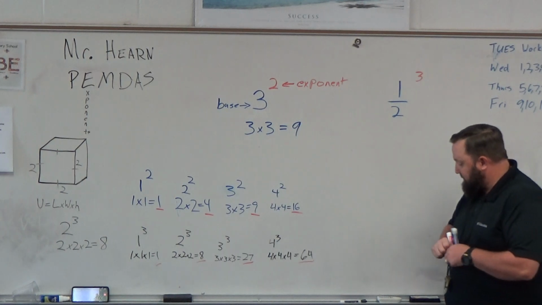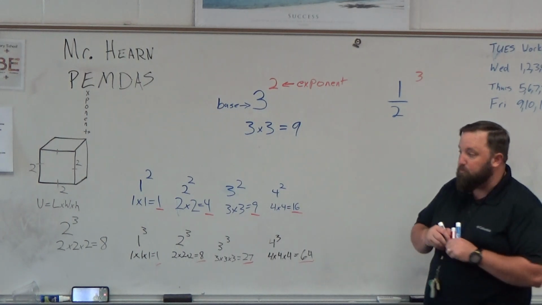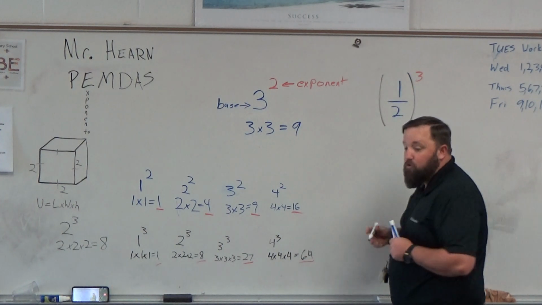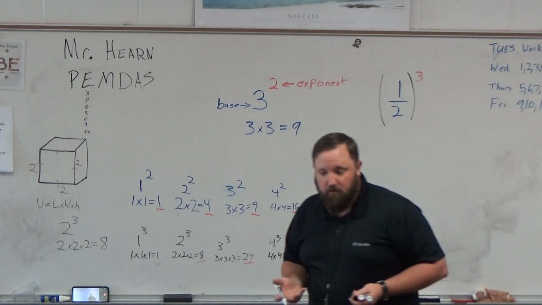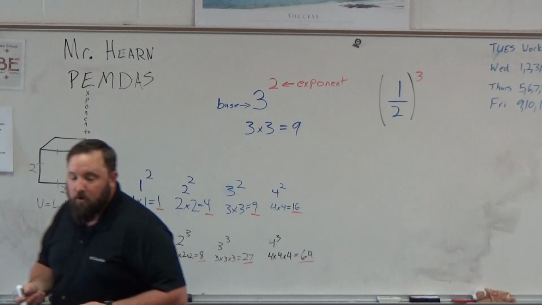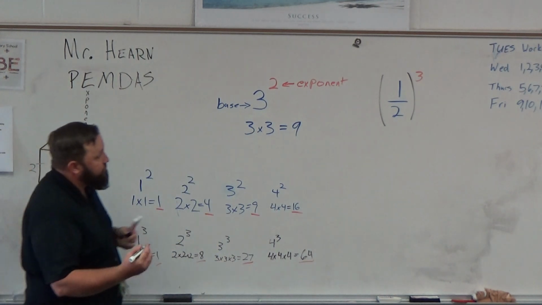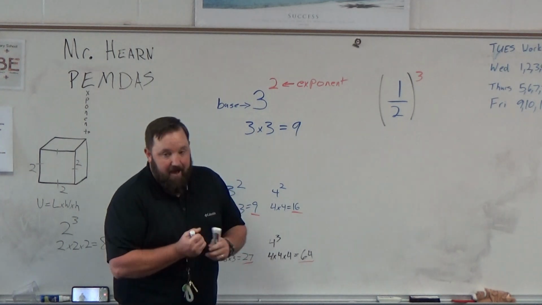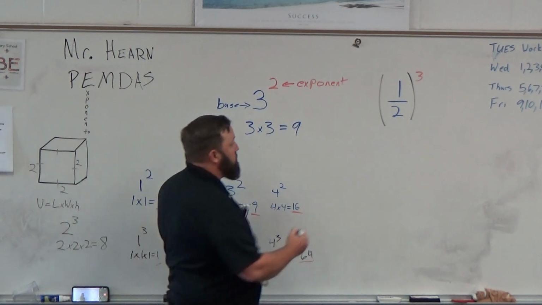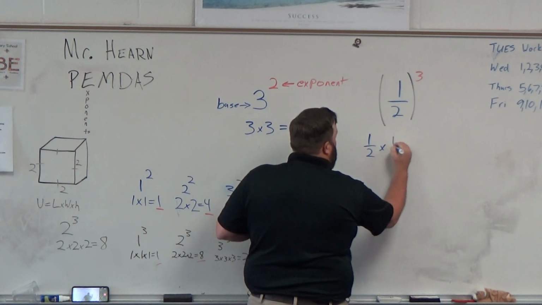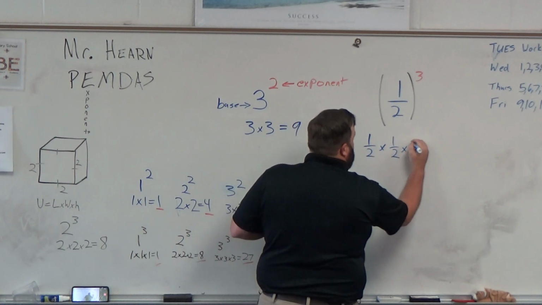If I'm going to write this out properly as 1/2 cubed, I have to have the parentheses. Guys, do not forget your parentheses when doing this. Also know that once I have the parentheses, they stay grouped together. Therefore, I have, in expanded form, 1/2 times 1/2 times 1/2.